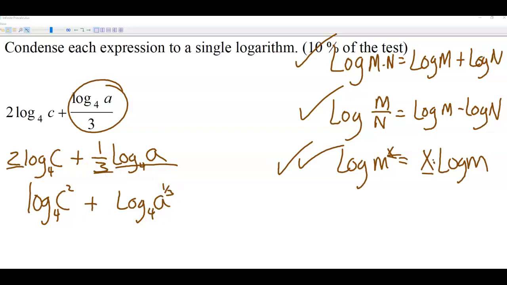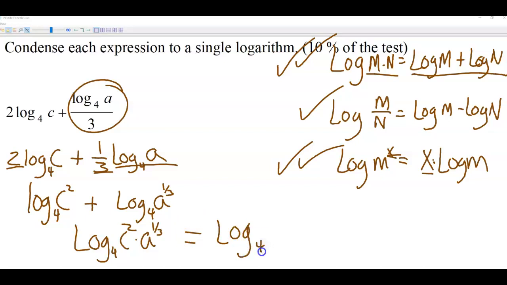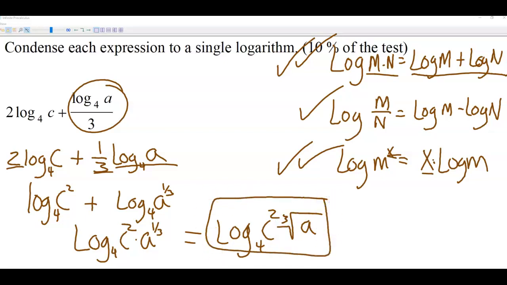The next thing I'm going to do is the reverse of this rule up here on the top. I have two logs that are being added together, so I'm going to put them together into one log where those arguments are being multiplied together. So I have log base 4 of c squared times a to the 1/3. Now this is technically a good answer, but I think it's likely they will write their answer like this on the test. They'll change that 1/3 power into a third root, just so you guys know. Okay.